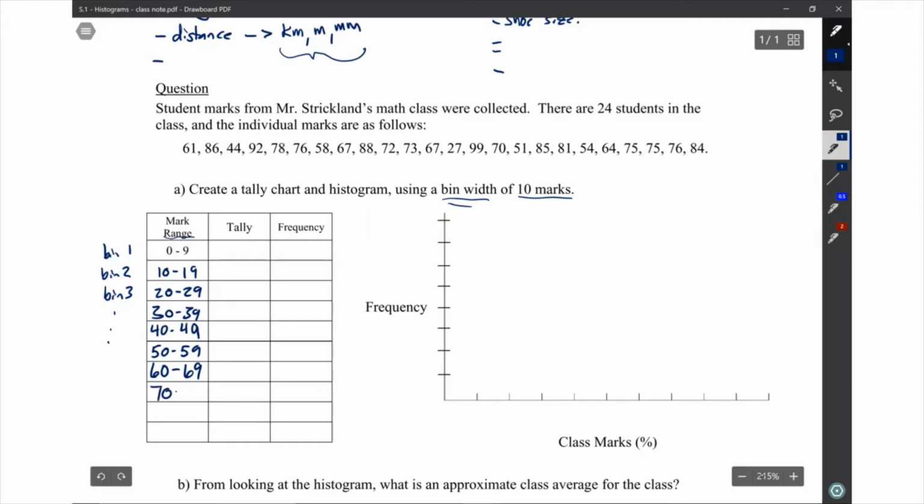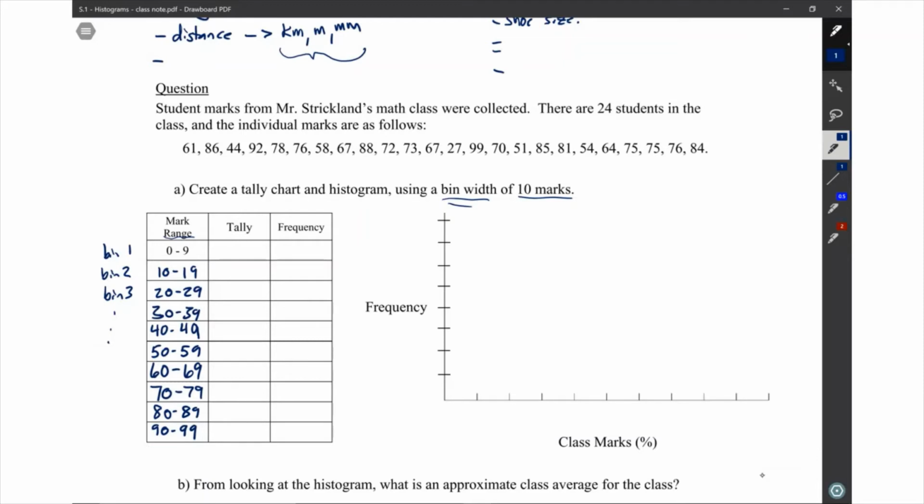But they won't all have the same number of data points within them. They won't all have the same amount of information within. So 80 to 89 and 90 to 99. We don't have any marks that were exactly 100. If we did, then we would need an extra bin here for it. But we don't, so we're okay.